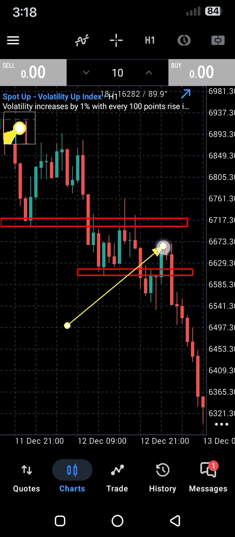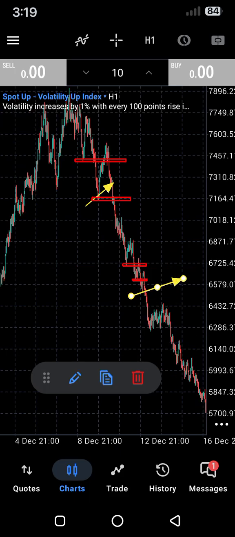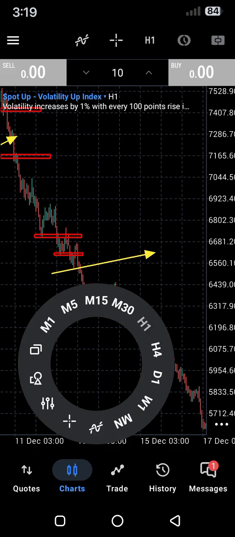But what happened next is that price broke through, giving us the indication that underneath this level there are no buyers. Okay, buyers are losing momentum. So we just wait for price to come underneath this level the second time, and we take this entry. Simple as that.